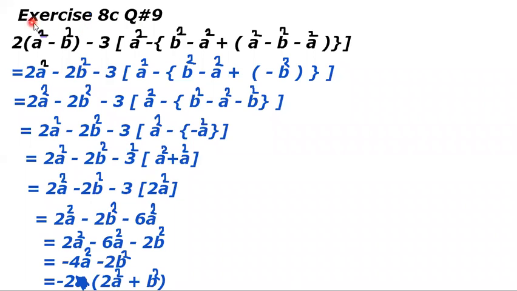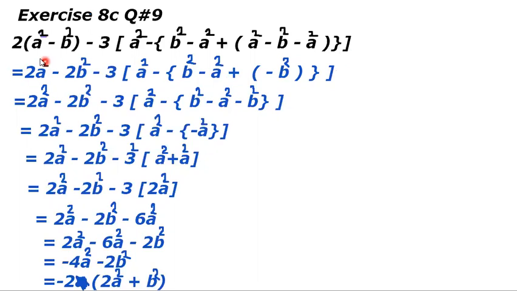Students, now we will do exercise 8C, question number 9. a square minus b square minus 3 square bracket a square minus braces b square minus a square plus parenthesis a square minus b square minus a square and parenthesis braces and curly square bracket closed. In the next step, we will observe what we have done.